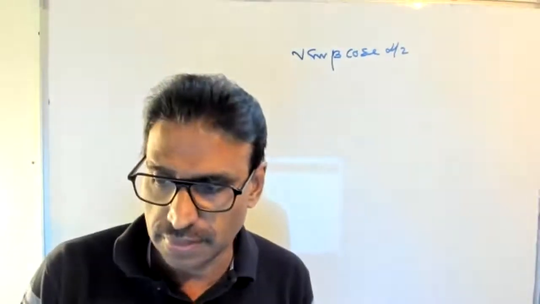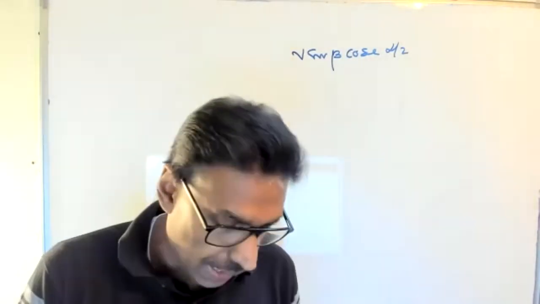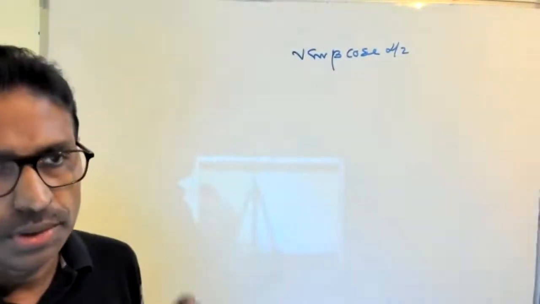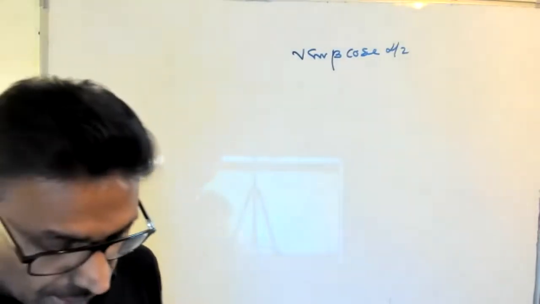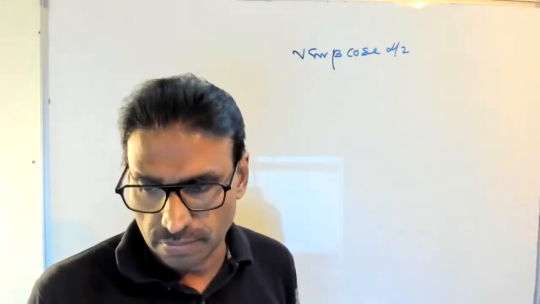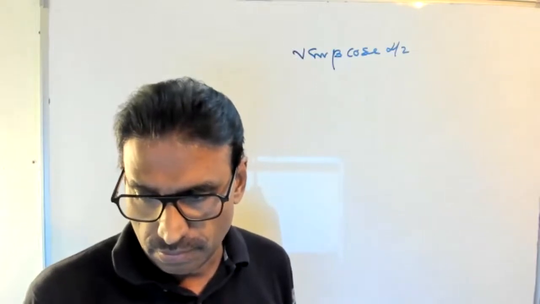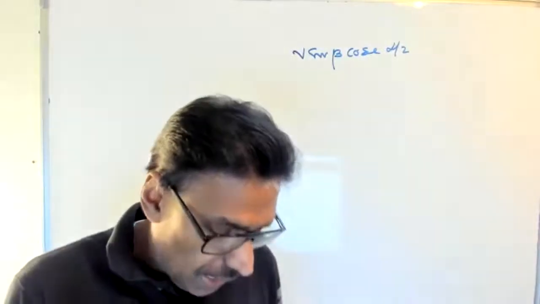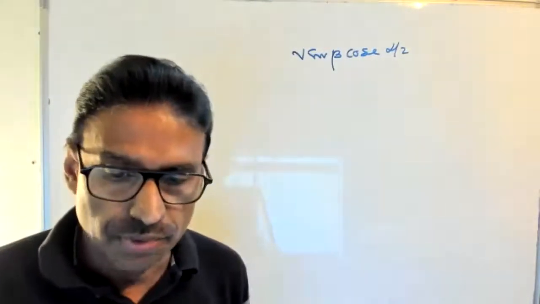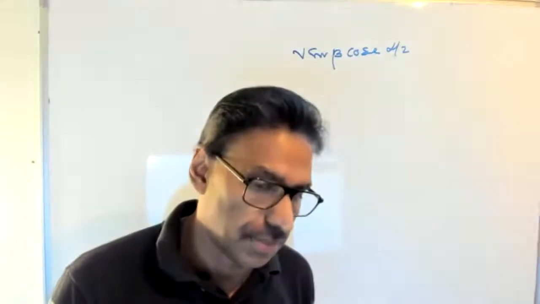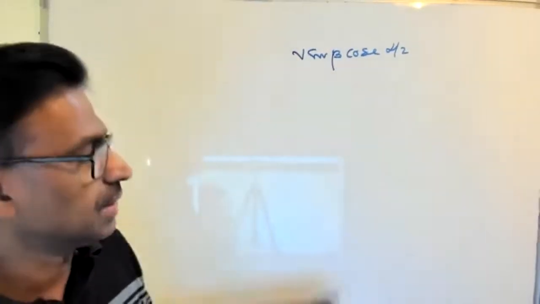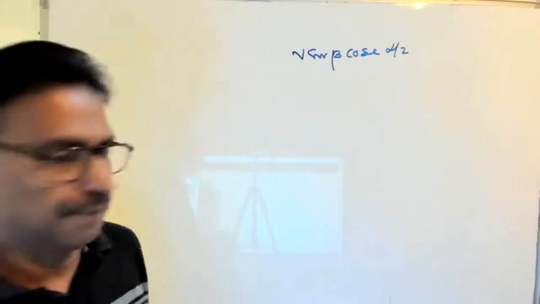Okay, question again. A round balloon of radius r, small r, subtends an angle alpha at the eye of the observer, while the angle of elevation of its center is beta. Prove that the height of the center of the balloon is this much. Okay, I'll show this one.